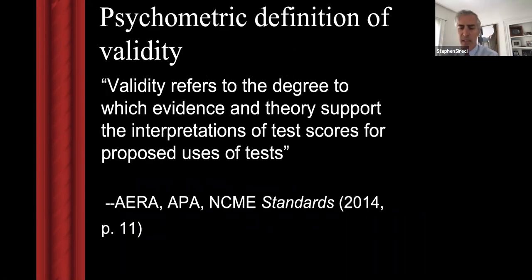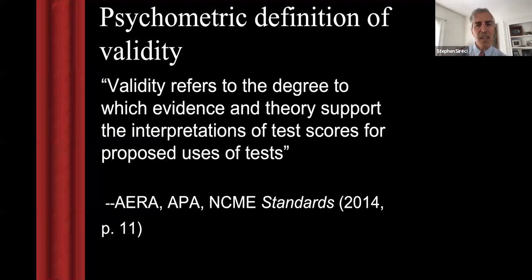The standards for psych testing describe validity as the degree to which evidence and theory support the interpretations of test scores for proposed uses of tests. Now, this single sentence contains a lot. The most important part is the last part, for proposed uses of tests. It's not that tests are valid inherently or invalid inherently. It depends what we're using them for. And the standards are very clear on that.